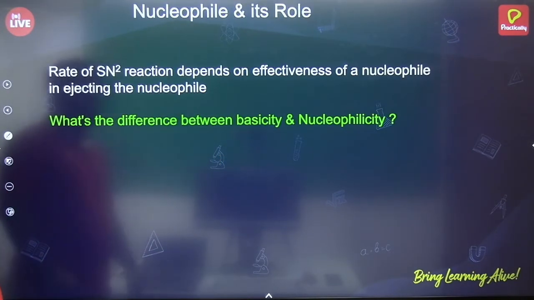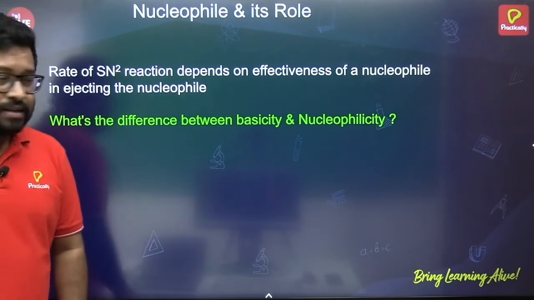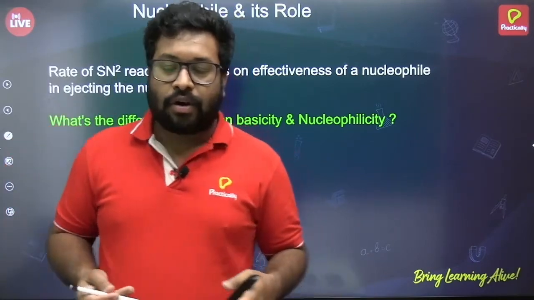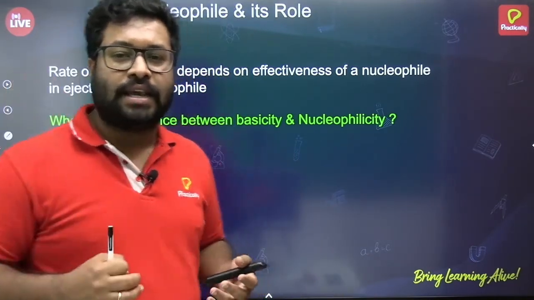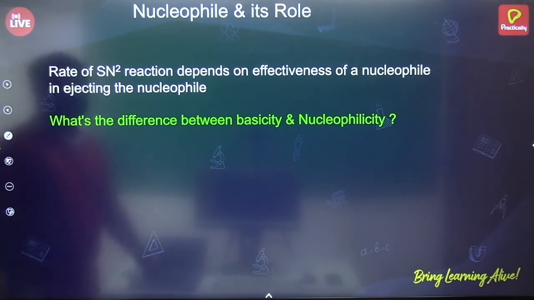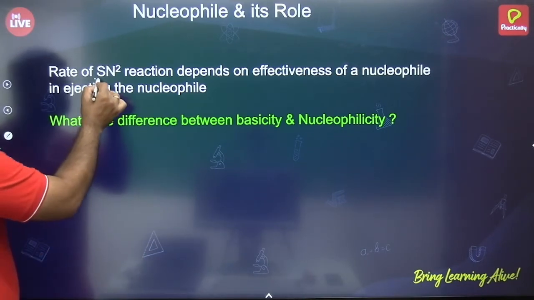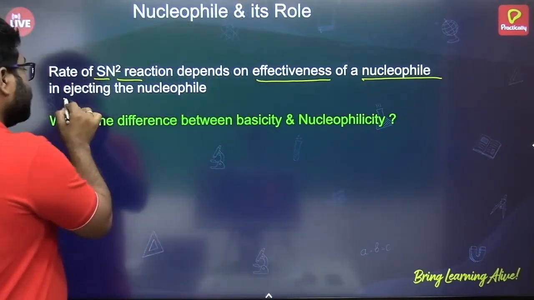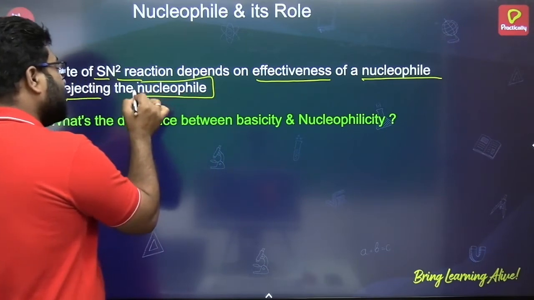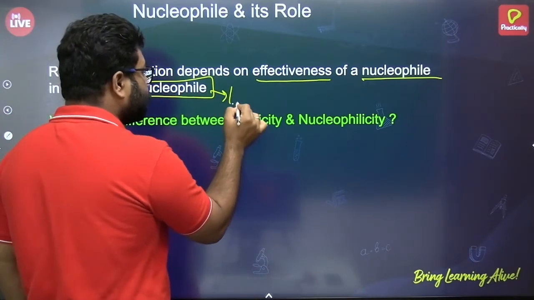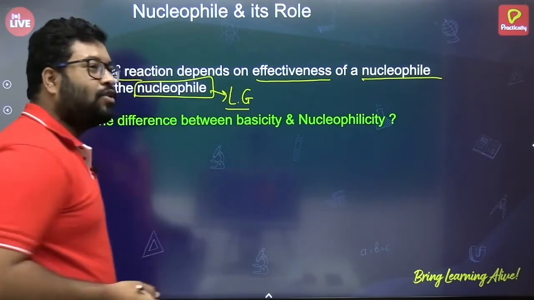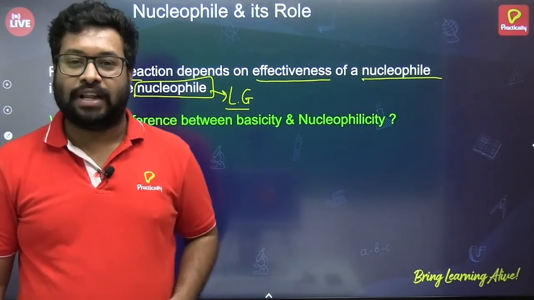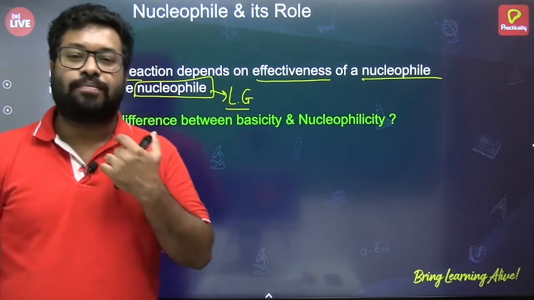So now what is the role of a nucleophile here? See, nucleophile and its role, you need to understand. We had seen everything about substrate. We had seen the effect of solvent. Now we're going to see the effect of a nucleophile. See, as you can see here, the rate of SN2 reaction depends on the effectiveness of a nucleophile in ejecting the nucleophile. Now basically you should have a leaving group here. Okay, but the leaving group again is also a nucleophile. That is why I deliberately wrote nucleophile only there, so that I could tell you later on.